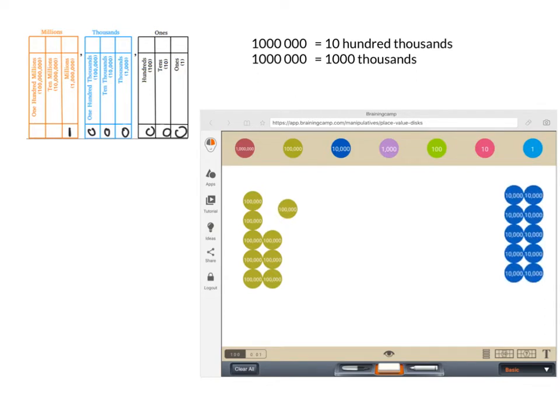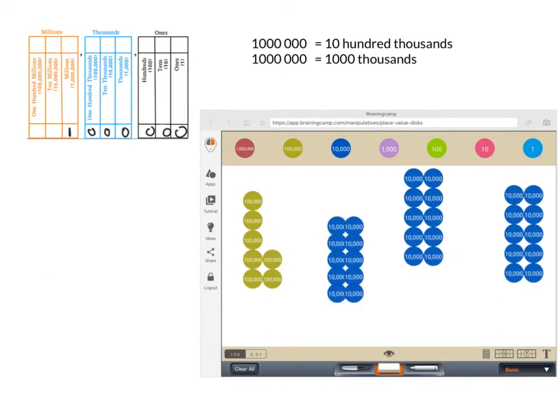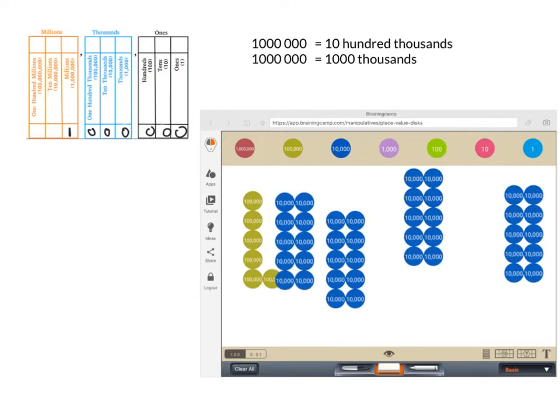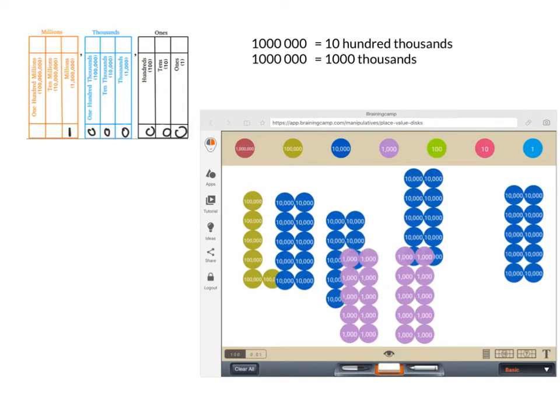100,000, one of these, is the same as 10 10,000s. If I opened up each one of these, there's another 10 10,000s. Now again, if I take this and I open this one up in 10,000s, there's 10 of these 10,000s. Another thing that we can say is 1 million is the same as 1,000 thousands.